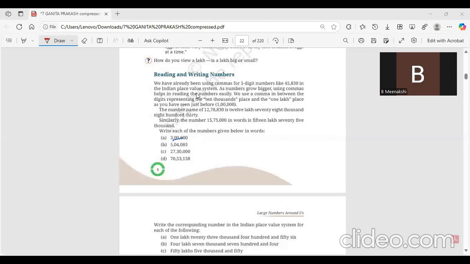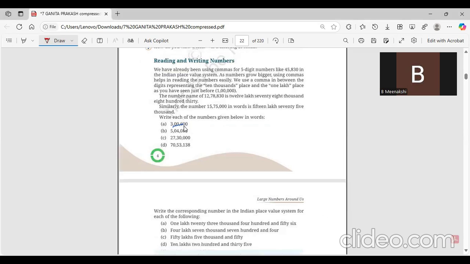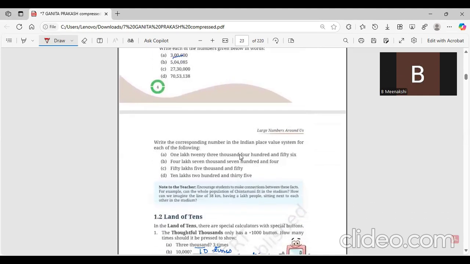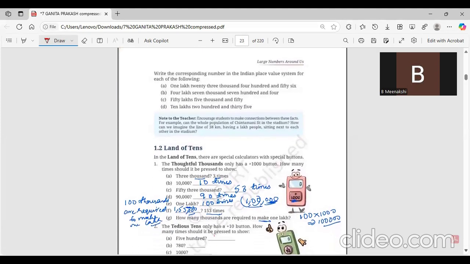Hello, dear students. In the previous video, we have seen up to reading and writing of numbers. We have seen how to write the wording for 3 lakh 600, 5 lakh 4,085, and so on. That is, if the number is given in figures, we have seen how to write the numbers in words, and also if the number is given in words, how to write it in figures. That was the last class video.